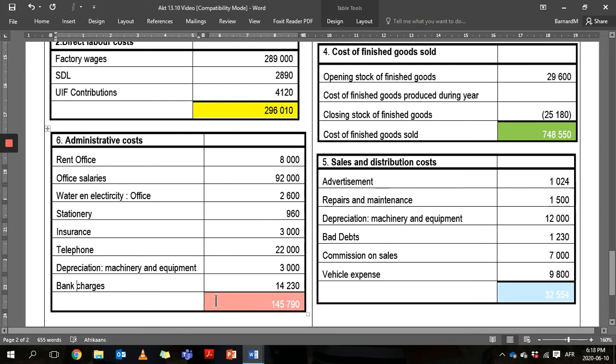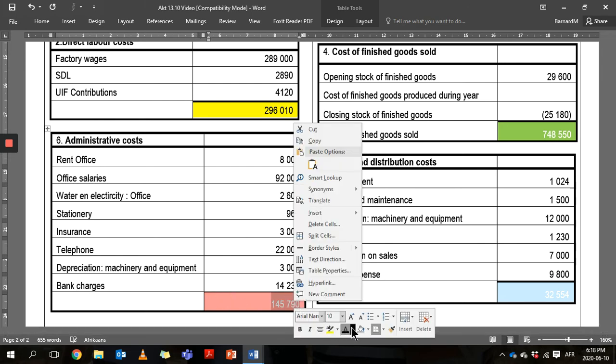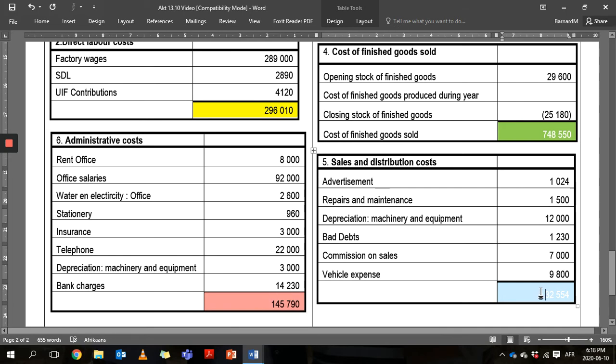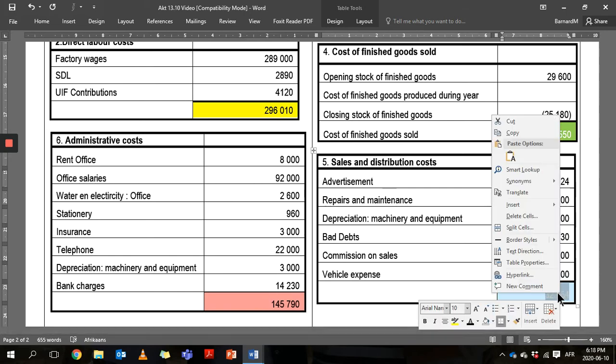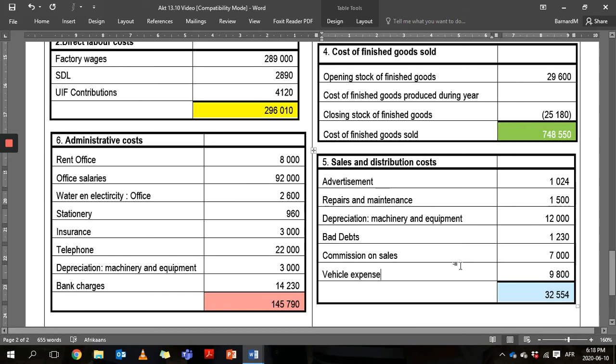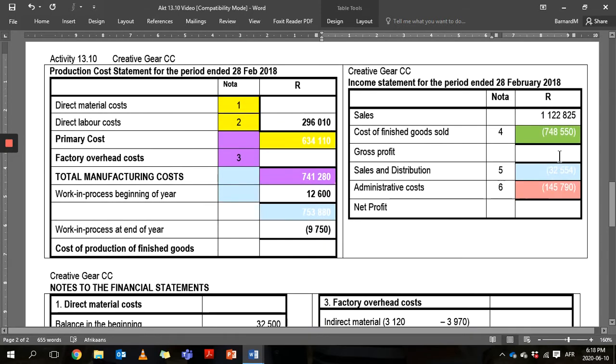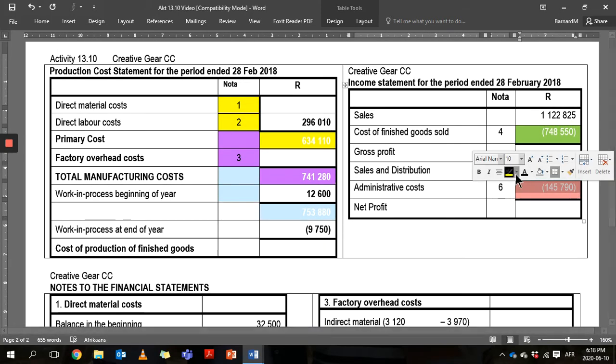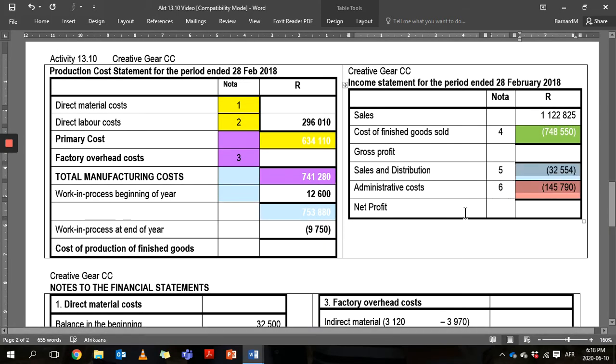And then we can actually add this. So the total there is 145,000, and on this side 32,554. So those two we can then transfer here to our income statement. Okay.